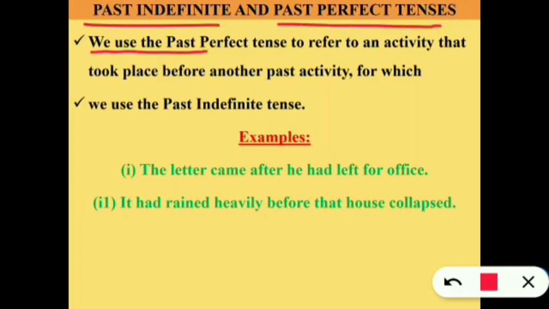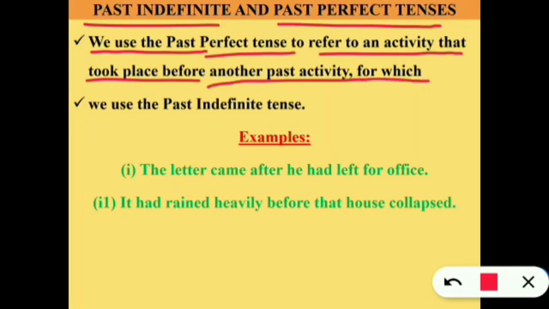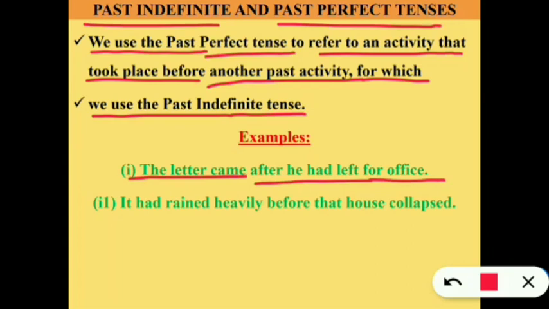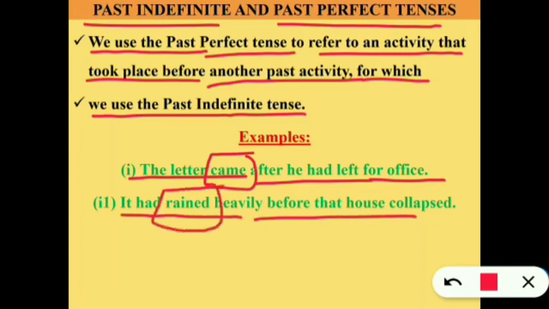We use the past perfect tense to refer to an activity that took place before another past activity for which we use the past indefinite tense. For example, the letter came after he had left for office. So here came shows the work is complete. It had rained heavily before the house collapsed. It rained heavily. The work is done fully. So it is past perfect tense.